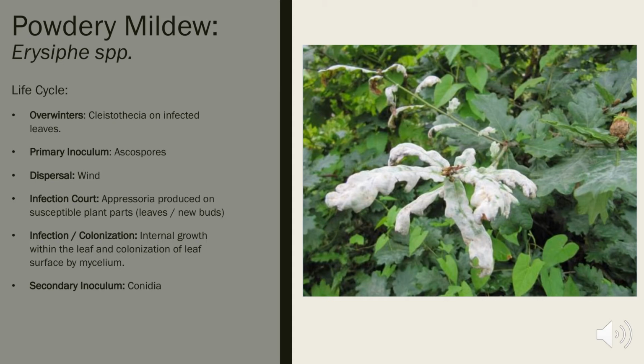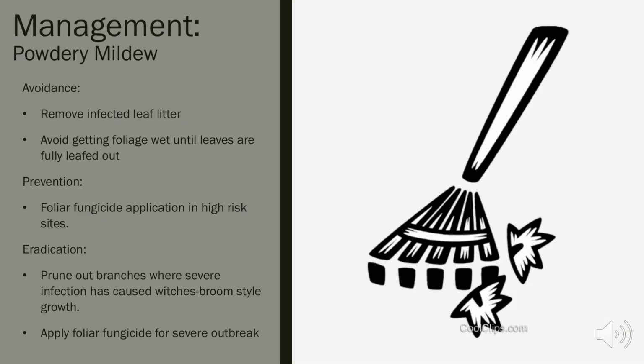There's internal growth within the leaves and colonization on the leaf surface by that mycelium, which is going to inhibit photosynthesis and cause distortion in the leaf shape. There's a secondary inoculum of conidia produced from these mycelial mats, or the mycelial colonization of the leaves. In terms of management, you can avoid reemergence of this pest by removing infected leaf litter. Additionally, avoid getting the foliage wet, especially until it's fully leafed out. Fully leafed out leaves in oak are highly resistant to outbreaks of powdery mildew.